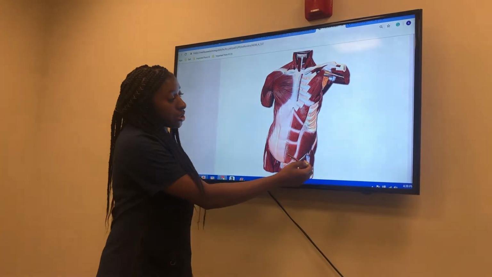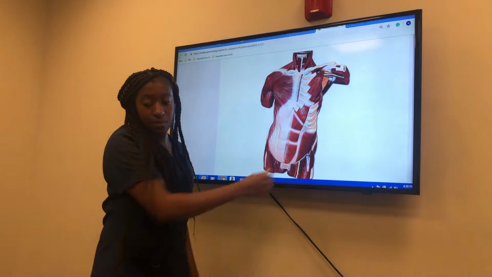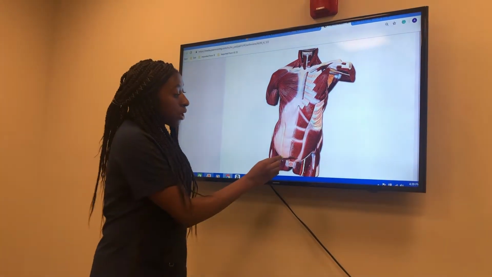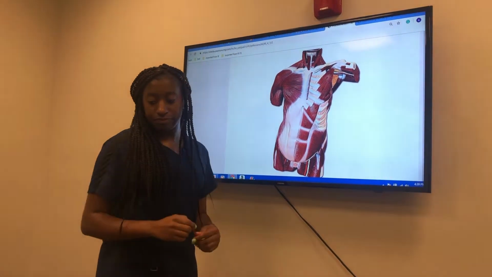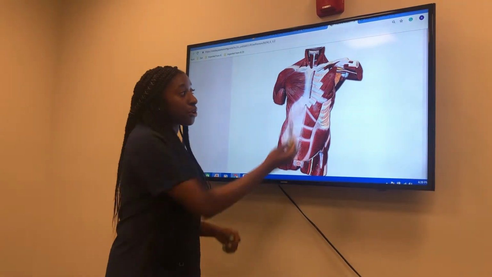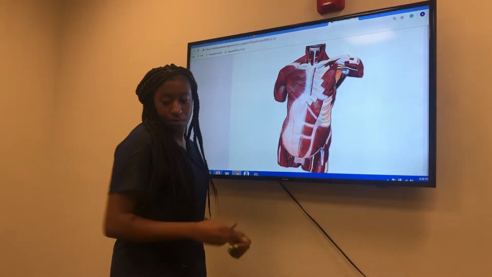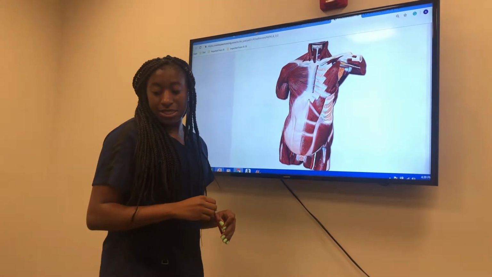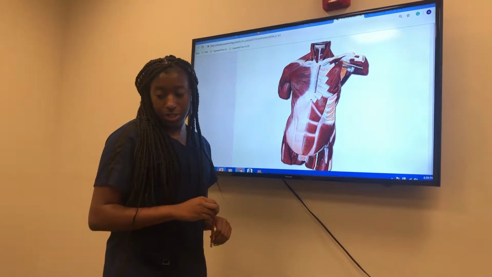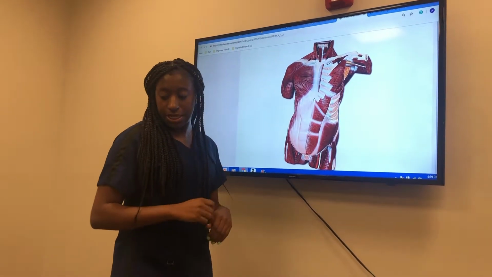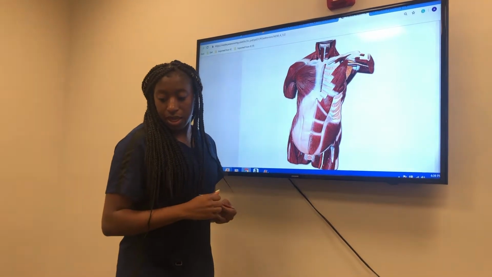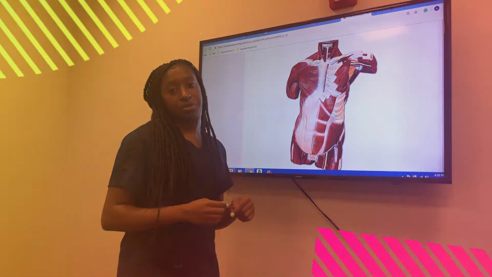This muscle here is called the rectus abdominis. The origin is the pubic crest, which is down here. The insertion is the xiphoid process of the sternum. The action is to stabilize the pelvis during walking activities. And the nerve is the intercostal nerve.